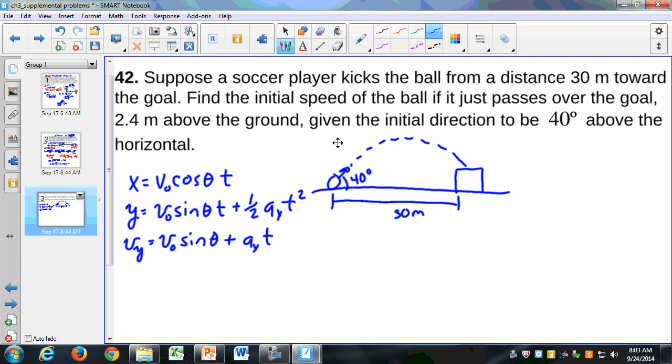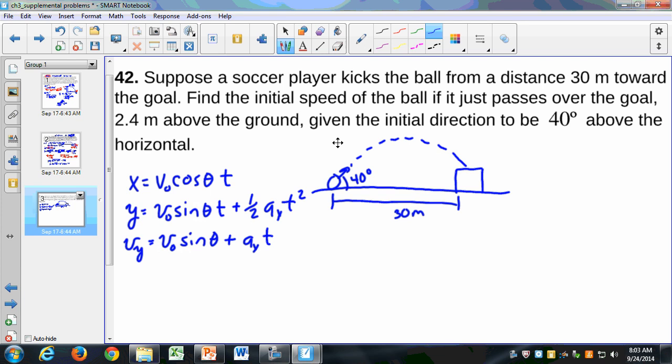How about the first one? What do I know and not know? You don't know initial velocity. Okay, I don't know V naught. In fact, that's what it's asking for. Do I know theta? Yeah. Do I know t? No, I don't know t. But I do know the x at a particular time, right? I know the x over here at 30 meters.